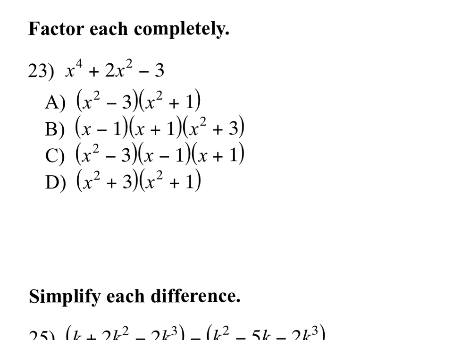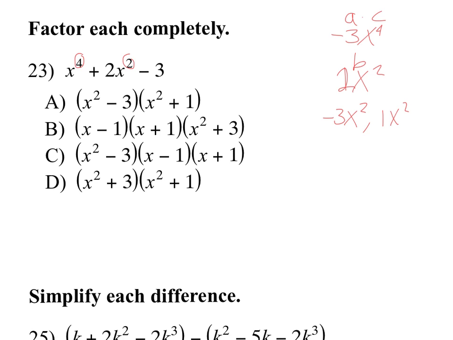Next up, we've got to factor completely. This is quadratic-like because I go from 4 to 2 to 0. And for that, I'm going to treat this as though it were quadratic. So a times c, we get negative 3x to the fourth. I'm trying to add up to b, which is 2x squared. Negative 3 is going to be negative 3x squared and positive 1x squared.